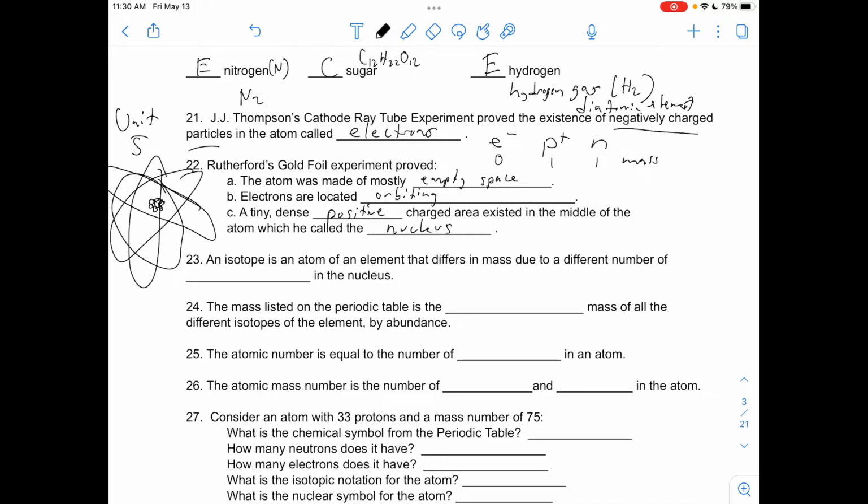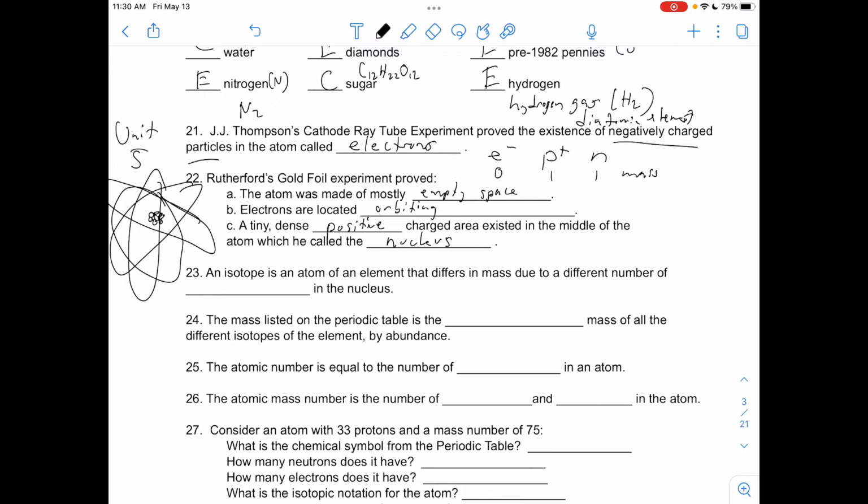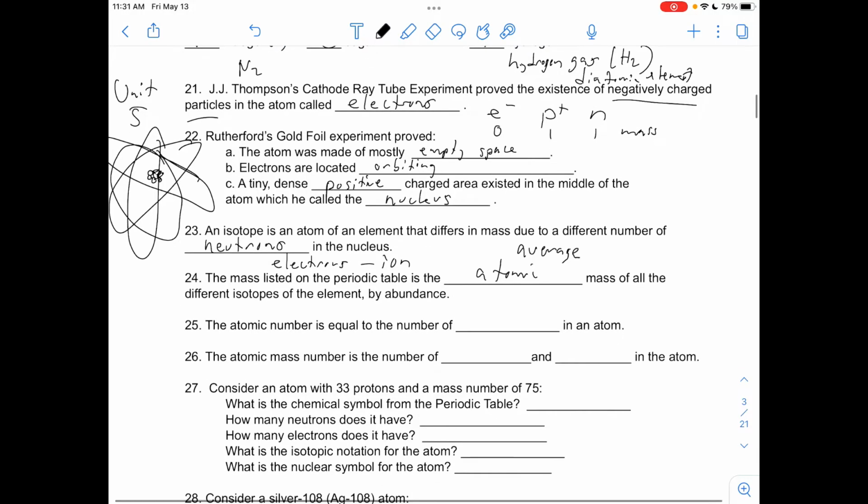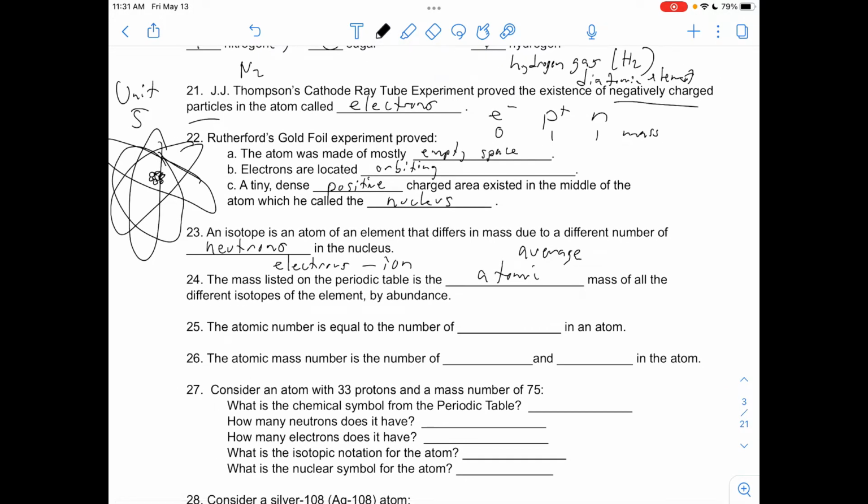An isotope is an atom of an element that differs in mass due to a different number of neutrons. Remember that if we have a different number of electrons, it's called an ion. And if we change the number of protons, we get a whole different element. The mass listed on the periodic table is the atomic mass, and we can even say it's the average mass of all the different isotopes of the element by abundance. And so that's why they're decimal numbers.